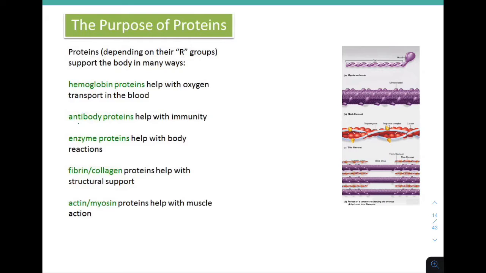We have proteins like fibrin or collagen that help to glue things together or hold them together. We have proteins like actin and myosin that are important for muscle function. Also things like troponin, tropomyosin. And each protein has a very different job from another. That's mostly down to the shape of the protein.